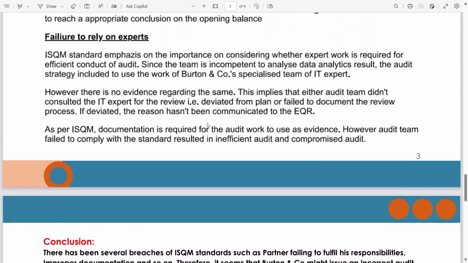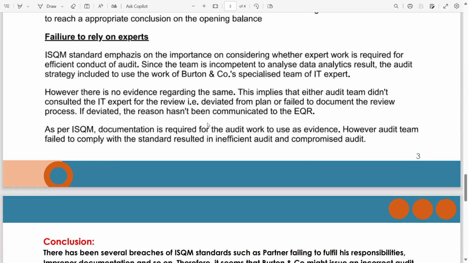Now we have the last point, failure to rely on experts. The ISQM standard emphasizes the importance of considering whether expert work is required for the efficient conduct of the audit. Since the team is incompetent, if you are not competent, then of course you have to rely on the work of an expert. But after checking the ICED criteria to analyze data analytics results, the audit strategy included using the work of Burton and Company's specialist team of IT experts.